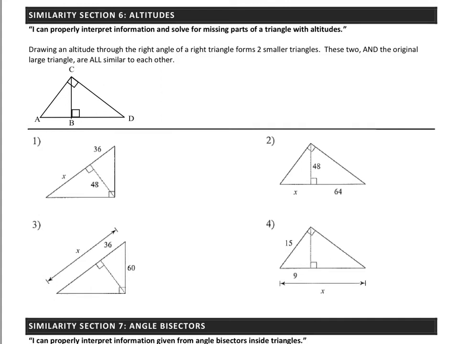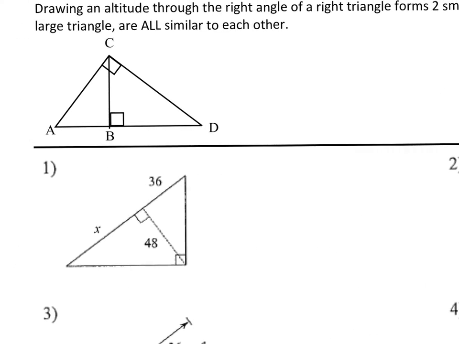Section 6 on altitudes. I can properly interpret information and solve for missing parts of a triangle with altitudes. Now this is an interesting situation because when you have a right triangle and you draw a line from the right angle of the right triangle to the hypotenuse and create a right angle when it connects with the hypotenuse, you create, in essence, three similar triangles. So if I draw this out, it would look something like this. Okay, so we start with that triangle.